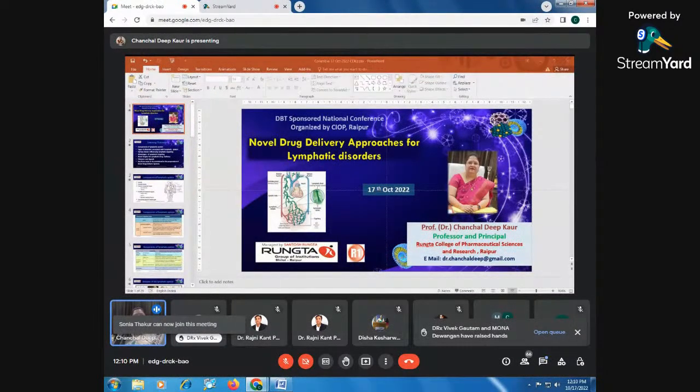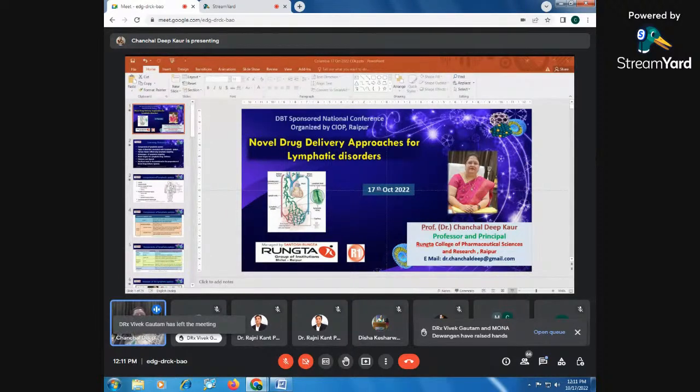So what is the important function of lymph? As you all know, it contains various types of nutrients as well as toxins and cellular waste products. And these are transported to and from cellular tissues. Okay, it is a very important component of our body. The lymph vessels constitute lymphatic capillaries, lymphatic vessels, and lymphatic trunks.